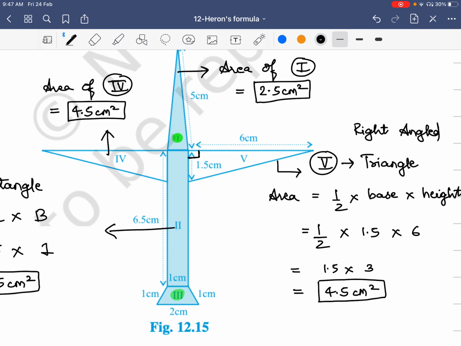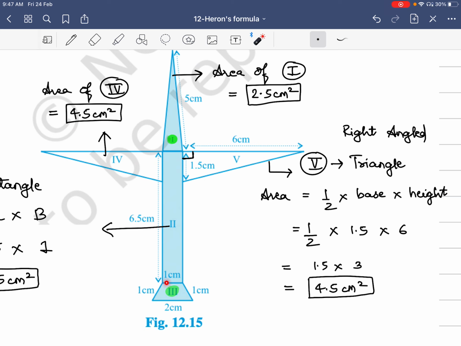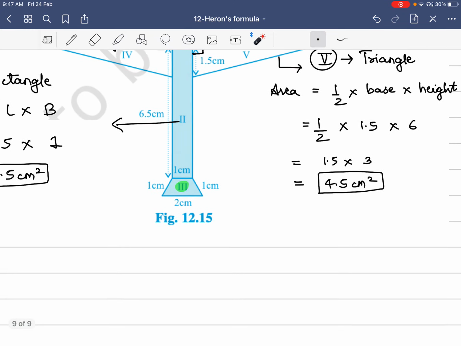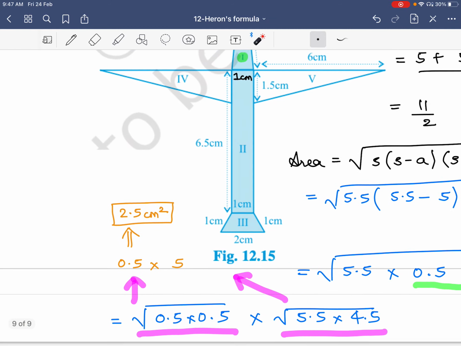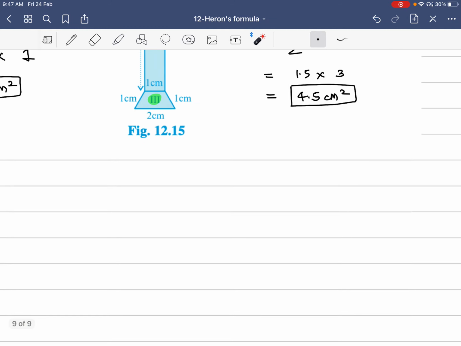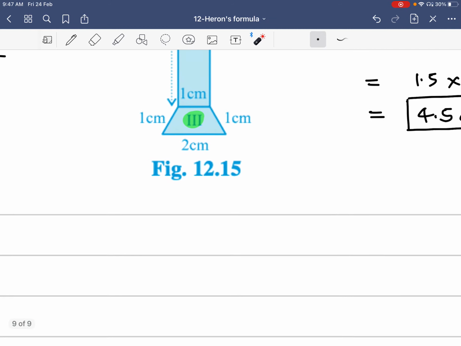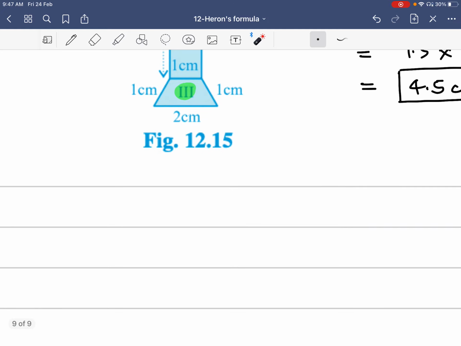Now all our parts are done except this third one. 1 is done, 2 is done, 3 is remaining, 4 and 5 are also done. Now let's come to this part number 3, which is actually a trapezium. I think we don't have too much space here, so let's use this space only. I'm going to redraw this trapezium so that it's a bit better to understand. Yes, so this is how our trapezium looks.